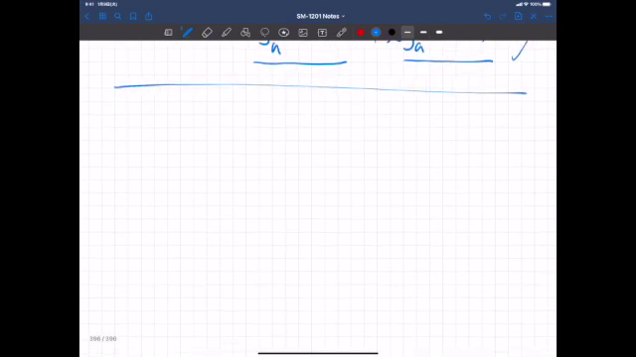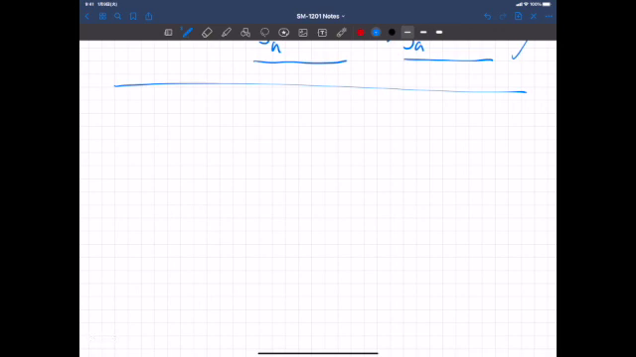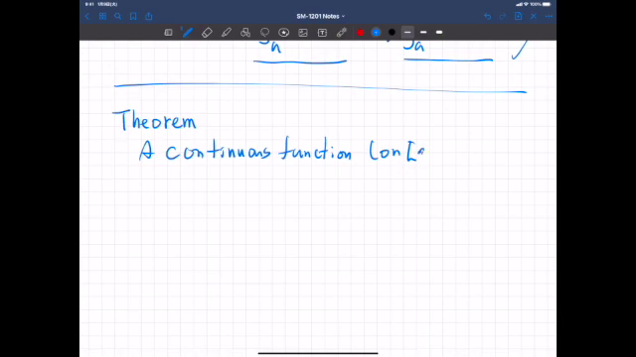Anyway, let's continue. We have seen that not all functions are integrable, but we have the following very strong result. So this is a theorem. We do not prove it right now, but we will do it later. So if a function is a continuous function on some interval, then a continuous function on this interval is integrable.